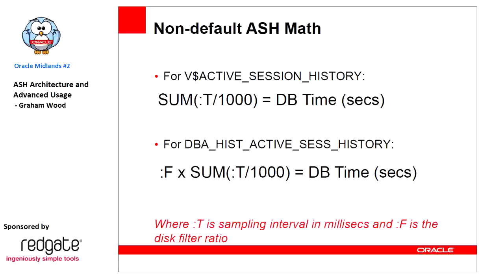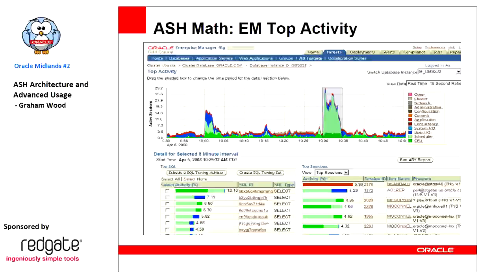Right, so this is an example of an EM top activity screen, and this is built pretty much entirely out of active session history data. Our main graph here, which shows average active sessions, is built out of ASH data. The drill downs, when we're looking at the top SQL statements and top sessions, each of these is built out of ASH data. Even at this stage, we can get pretty detailed information about what's going on. We can tell, for example, that this SQL statement here is spending some of its time doing I/O because there's blue there.